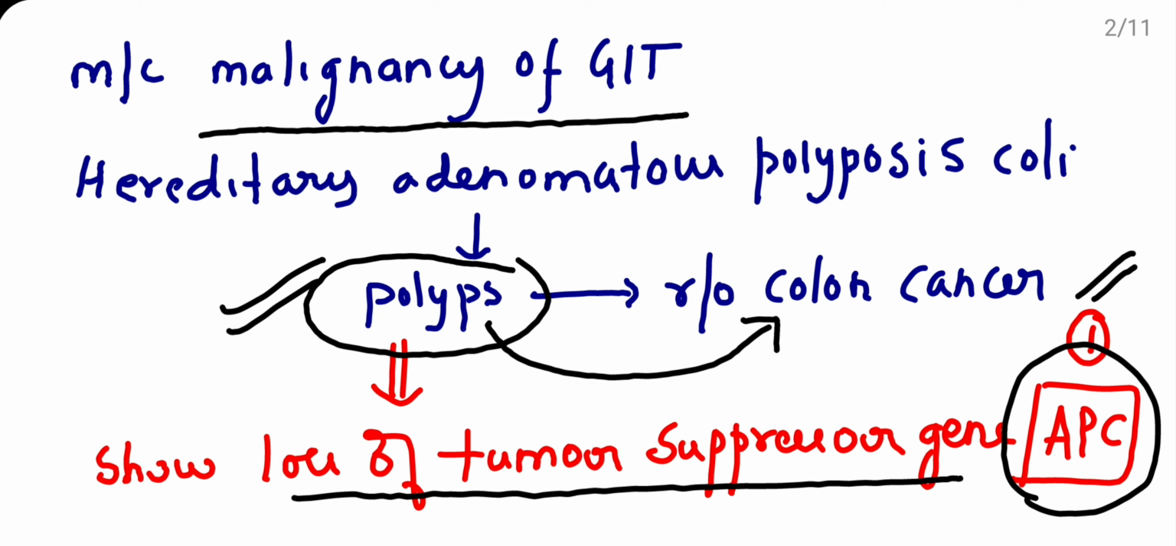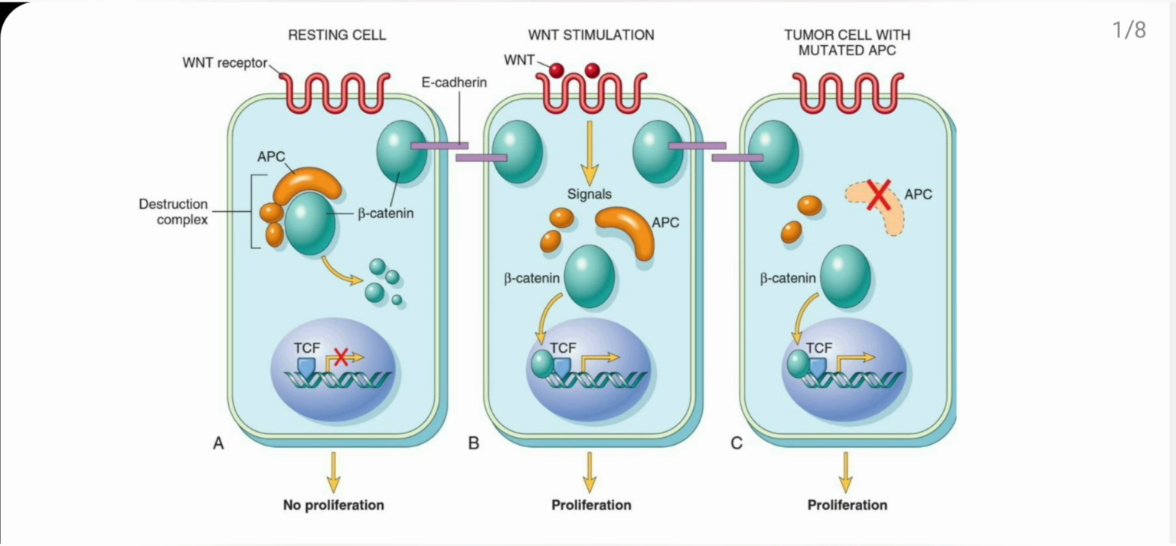And I want you to remember one thing. In case of carcinoma, a tumor suppressor gene will always undergo loss of function mutation, whereas a proto-oncogene will undergo gain of function mutation. So as APC is a tumor suppressor gene, there is loss of function mutation in this tumor suppressor gene.